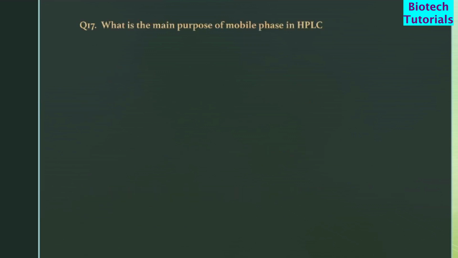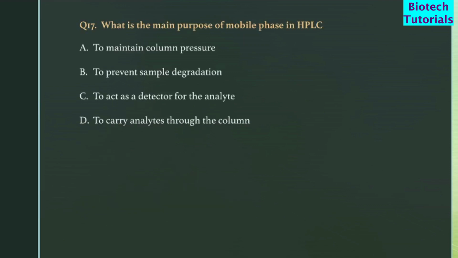What is the main purpose of mobile phase in HPLC? To maintain column pressure, to prevent sample degradation, to act as a detector for the analyte, or to carry analytes through the column.